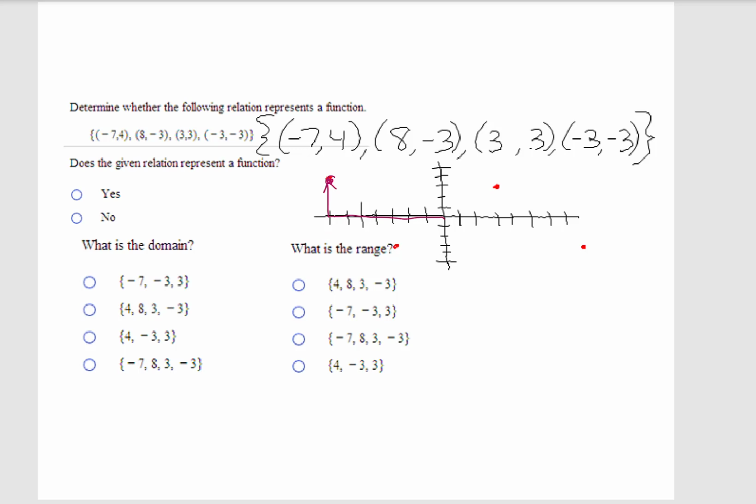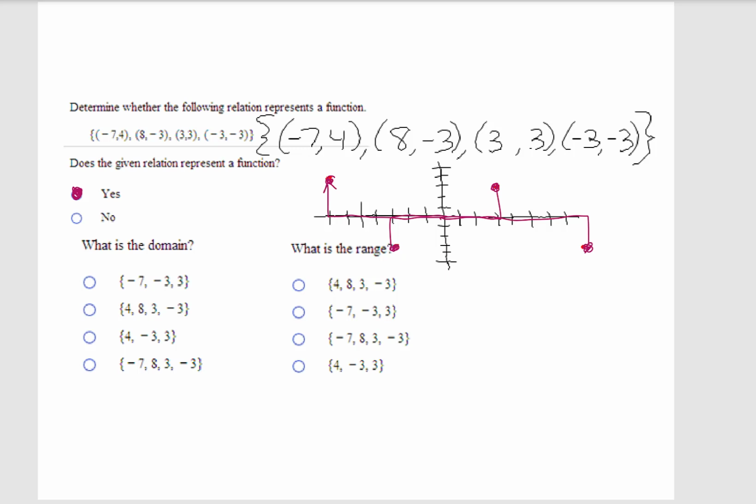And then we have (8, -3), okay? Then we have (3, 3), and then (-3, -3). So I see that every single x has one output, one y. So does it represent a function? It does. Okay, and then it says, well, what is the domain? Remember that the domain is every single x value, right?